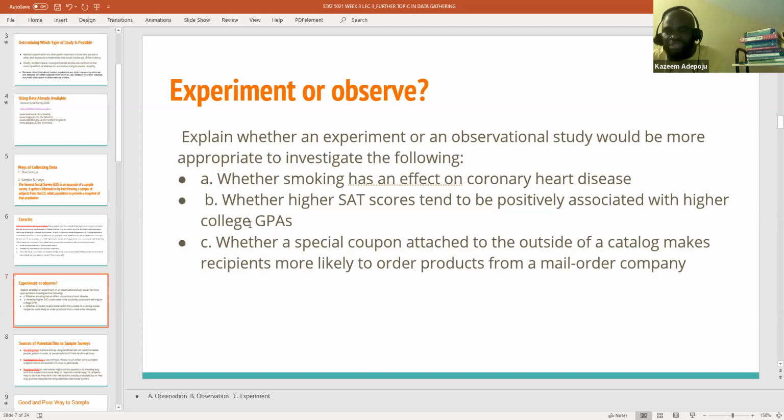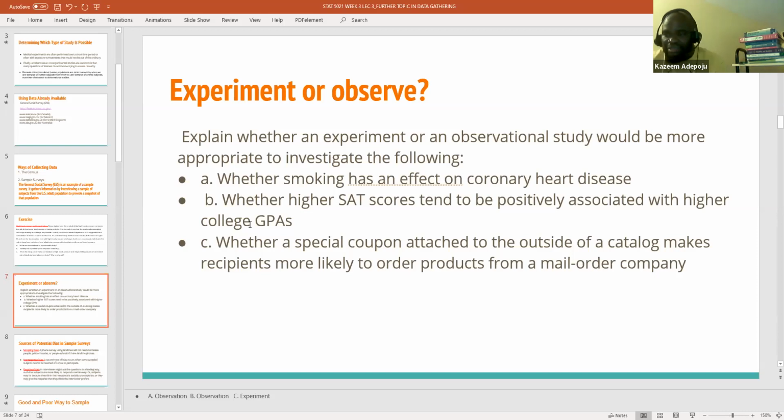because the students know the reason why they go to high school. They know the reason why they go to college. You can't force them to do so. They may decide not to go, and that is the reason why here observational study is actually more appropriate.